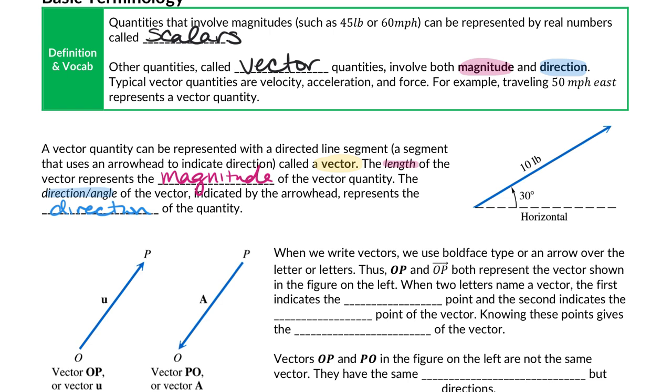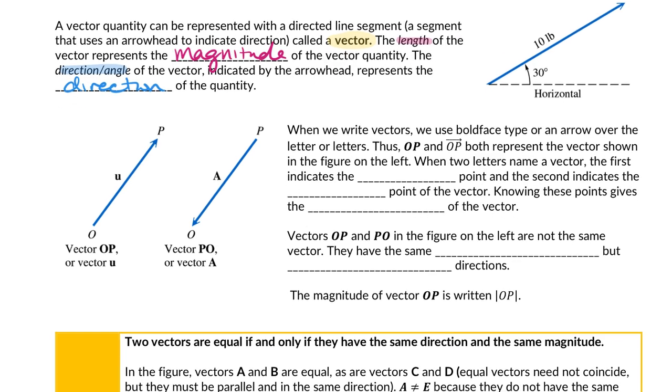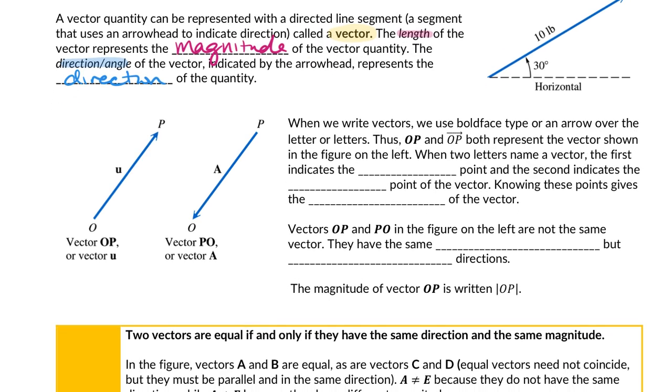When we write vectors, we either use boldface type, which is really for a computer, or arrows over the letters, so it will either look like this, bold. I think your homework does this. But our handwriting is not that easy to do that, so we're going to put an arrow above the two letters to represent the vector shown in the figure. When the two letters name a vector, the first letter indicates the initial point, and the second letter indicates the terminal point. Knowing these points gives us the direction of the vector.